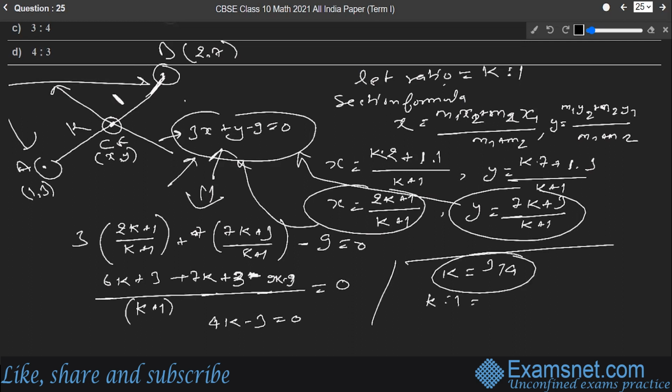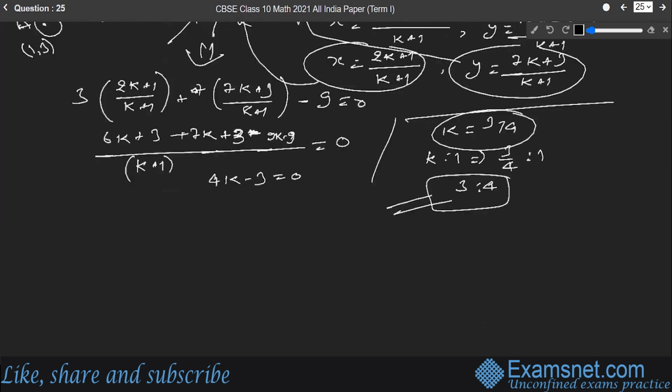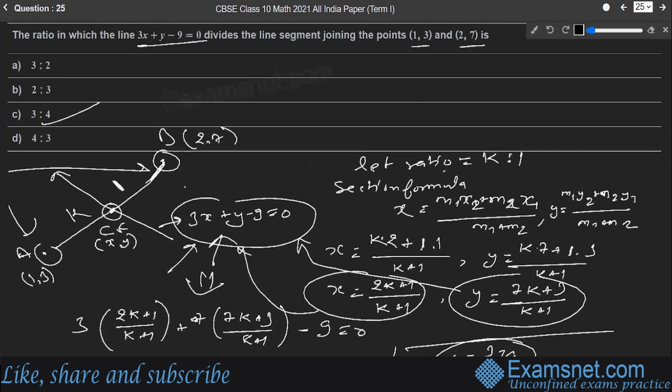So k is to 1 has to be the ratio 3 by 4 is to 1, which is nothing but 3 is to 4. So the ratio becomes 3 is to 4. That is the required ratio that was asked in the question. Let us see in which option it is available. It's available in option C, 3 is to 4. So that is going to be the right answer.